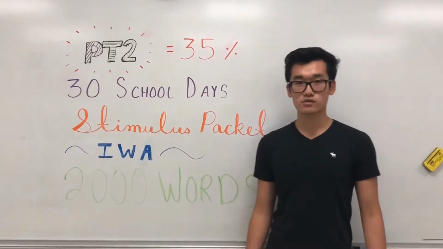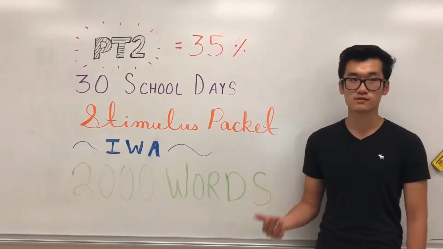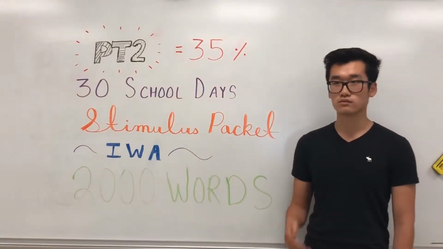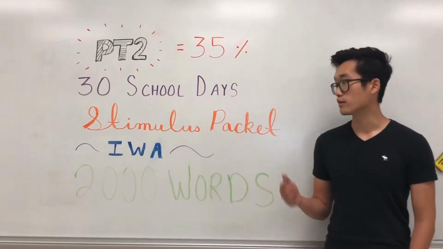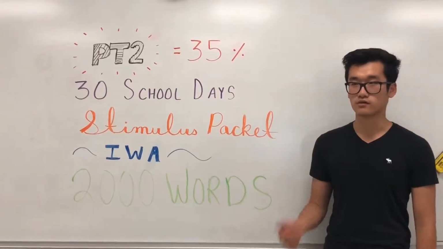You have at least 30 school days to work on it, in which you would read your stimulus packet, which has 6 sources. Using those 6 sources, you would develop a thesis in which you will write your IWA, which would be around 10% of 2,000 words.